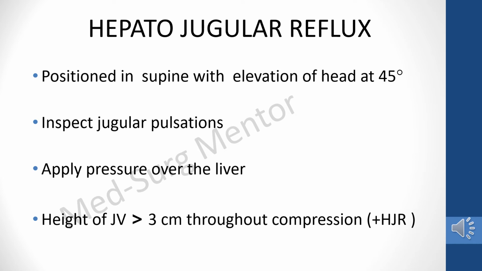Now let's see in brief about hepatojugular reflex. It is the distension of the neck vein precipitated by firm pressure over the liver. For this, the patient is positioned supine with elevation of the head at 45 degrees and look at the jugular pulsations during quiet respirations, and then apply gentle pressure over the right upper quadrant for at least 10 seconds. An increase in the jugular venous pressure more than 3 cm is considered as positive.